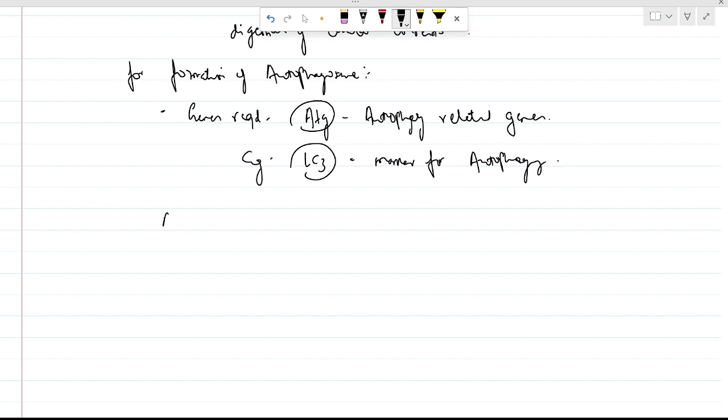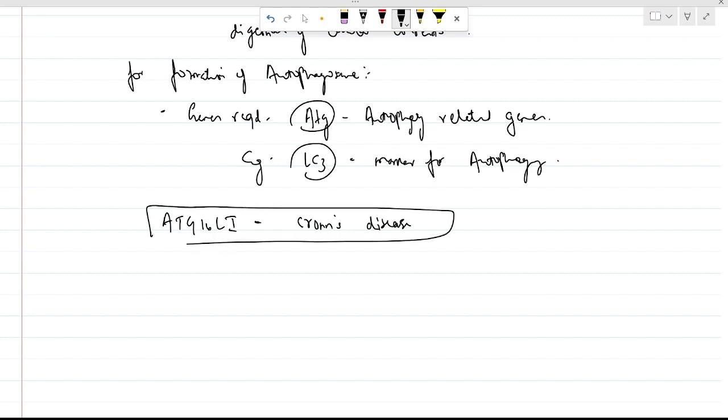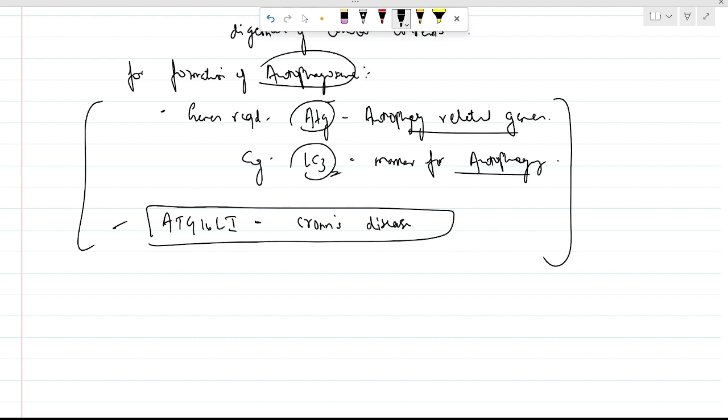Remember this gene ATG16L1. Okay. Deficiency of this gene causes Crohn's disease. These are the facts given in the Robbins related to the autophagosome. First is the gene required is the ATG, autophagy related gene, and the marker for autophagy is LC3, and Crohn's disease is due to ATG16L1 gene deficiency.